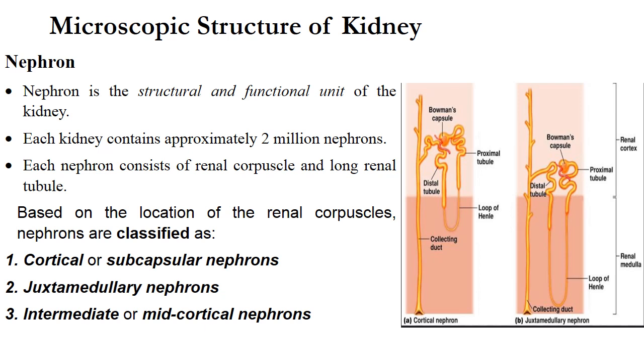Then the intermediate or mid-cortical nephrons are those in which renal corpuscles lie in the mid region of the cortex. They have average length of the loop of Henle. Thus, in the cortical nephron, the loop of Henle is short. In juxtamedullary, the loop of Henle and ascending limb is long and they maintain the urine concentration. And in mid-cortical, they have average length of loop of Henle.